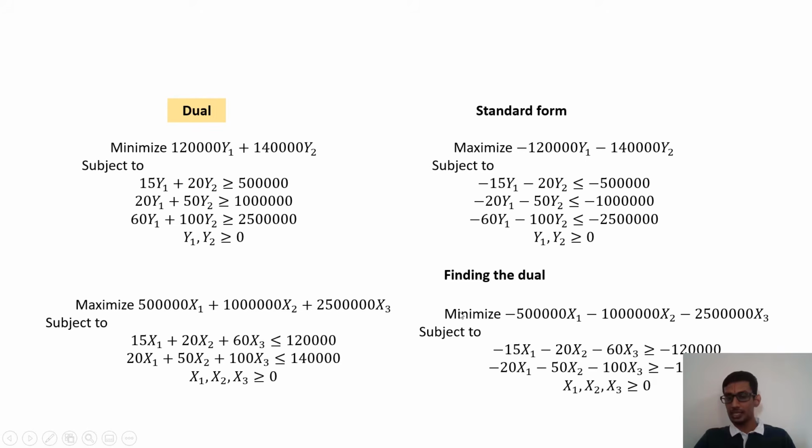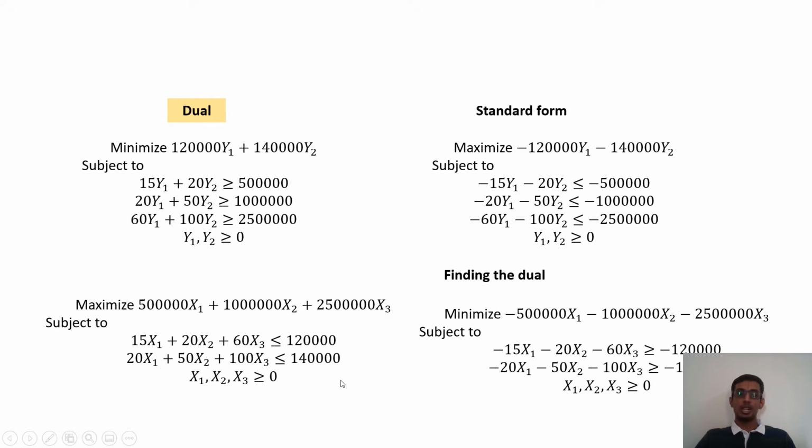So it will become a maximize here with 5 lakh x1 plus 10 lakh x2 plus 25 lakh x3, and you multiply the constraints again by negative sign in order to obtain less than or equal to constraints here. So this is how the constraints will look like.